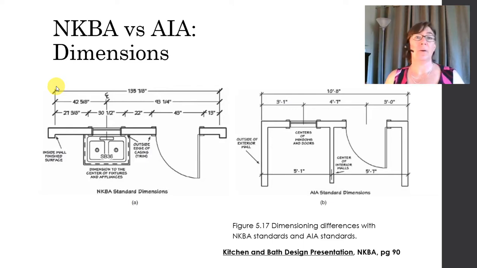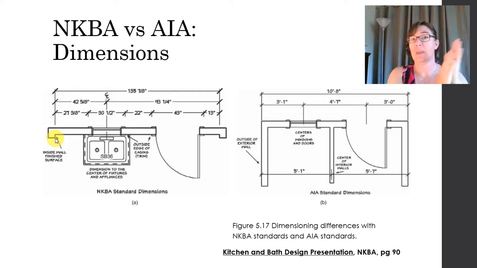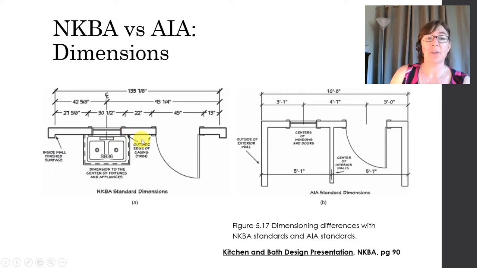Let's finish up our discussion of dimensioning the floor plan by comparing and contrasting the NKBA versus AIA standards. On the left here, we have our NKBA standard dimensions. They start from the interior of the finished surface of the wall. All right, so we're assuming that the wall is already built. We're touching the sheetrock. Next, we measure to the outside edge or corner of any casing or trim.